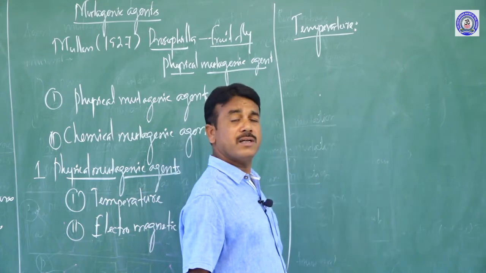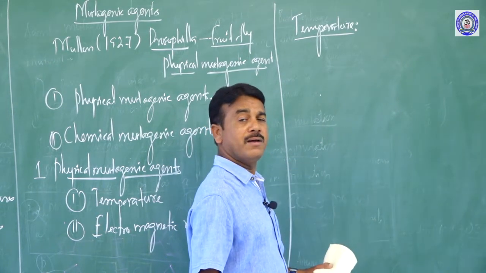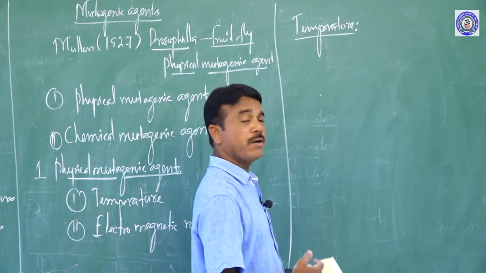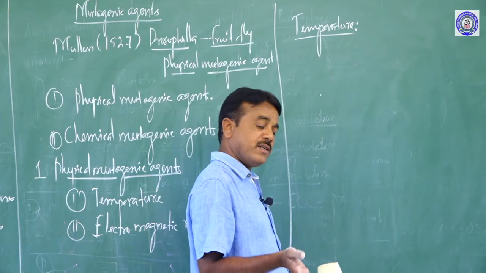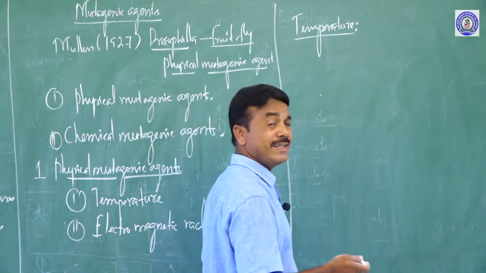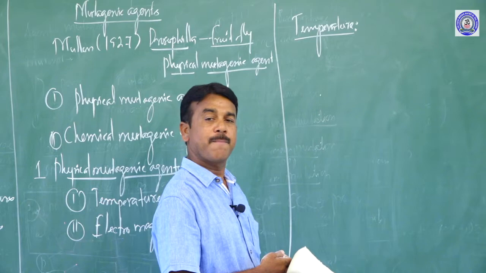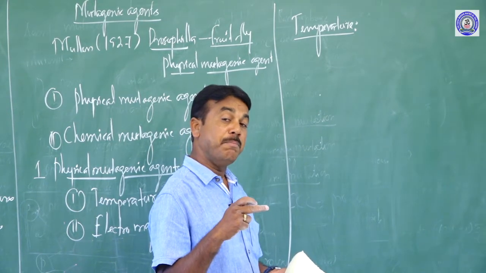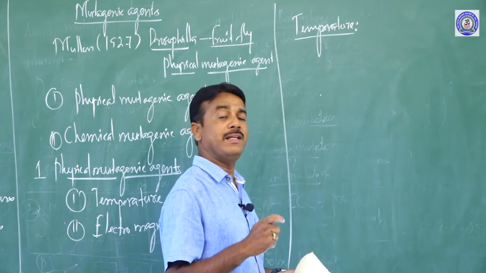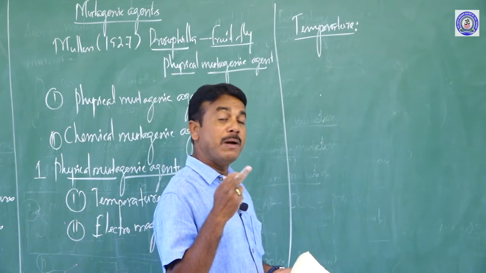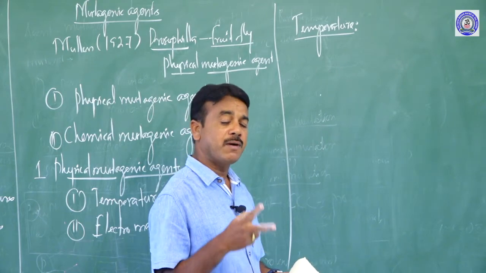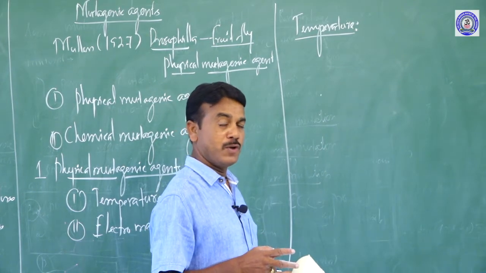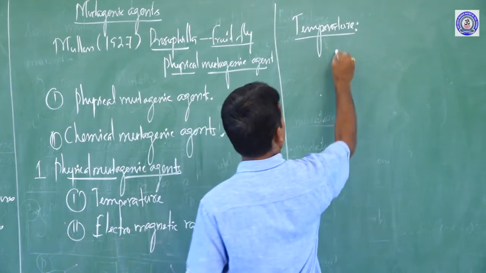Temperature is one of the prominent physical factors that operate here. If the temperature increases, the rate of mutation increases. And if the temperature goes beyond the limit, it breaks the hydrogen bonds between the DNA molecule. You know I already drew the structure between adenine and thymine.